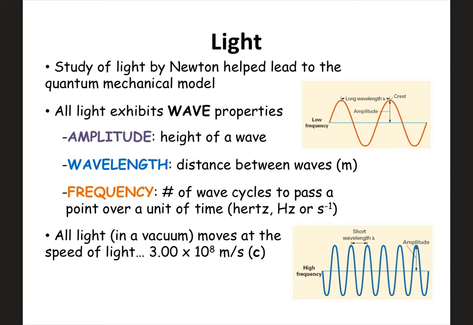You do need to know the constant c, which is the speed of light. All light in a vacuum moves at 3 times 10 to the 8th meters per second. So anytime you hear c, the speed of light, you need to know that that's 3 times 10 to the 8th meters per second.